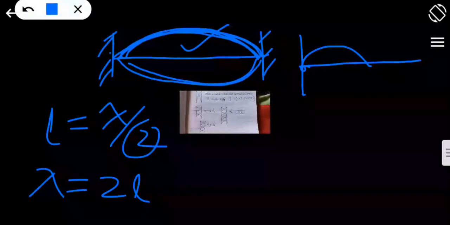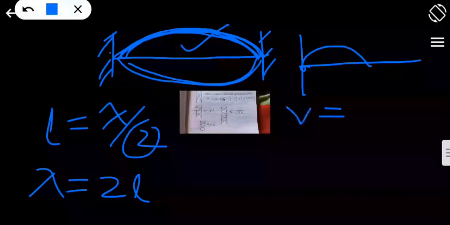So for the half length, I can simply write L equal to lambda by 2. Then lambda is equal to 2L. The 2 will go to the other side and multiply with L, so this will become 2L. So lambda is equal to 2L. Now let us calculate.